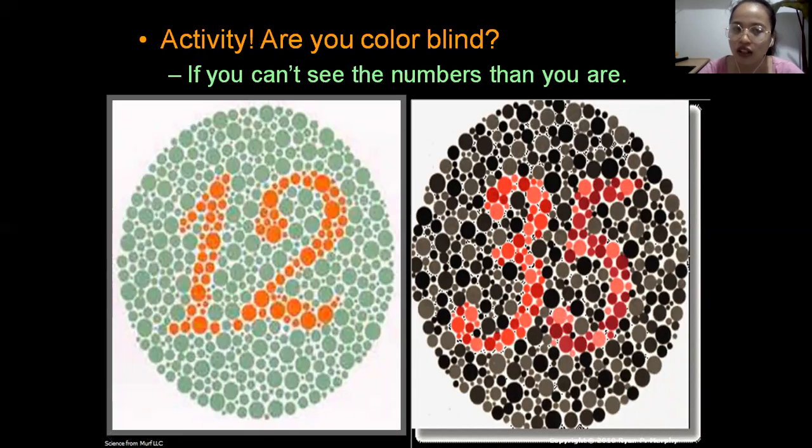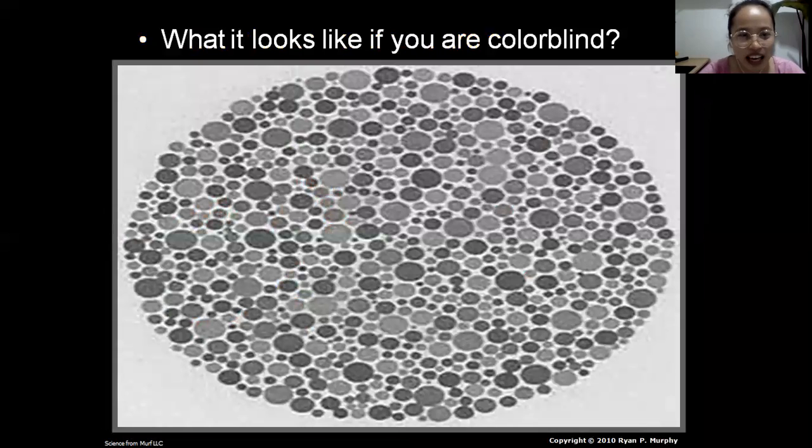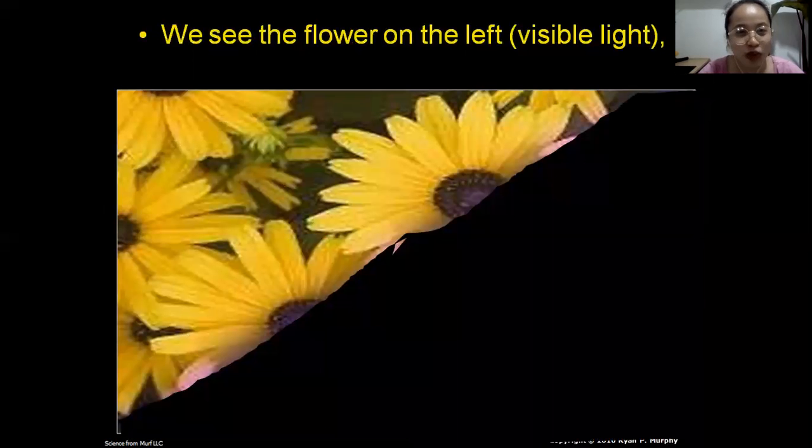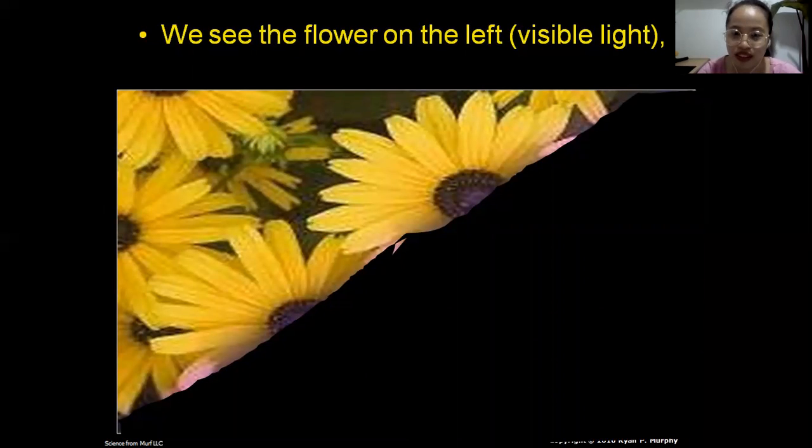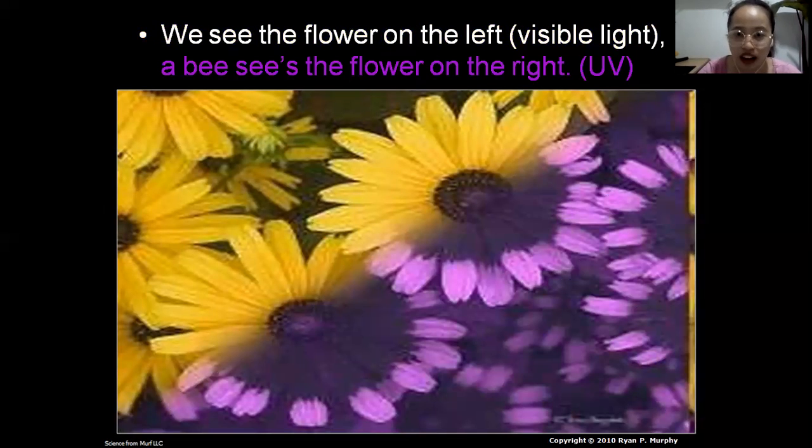So, are you colorblind? If you can see the numbers, then you are not. Okay, what number is this? This is number 12. How about this one? Okay, correct. It's number 35. You're not colorblind. Okay, what does it look like if you are colorblind? It's like this. So we see the flower on the left. A bee sees the flower on the right, because most insects can see UV light better than us.